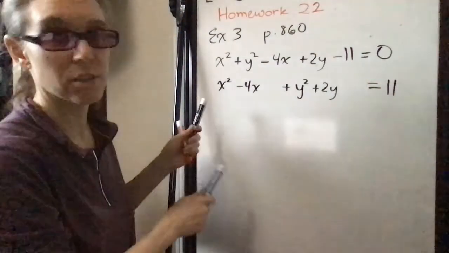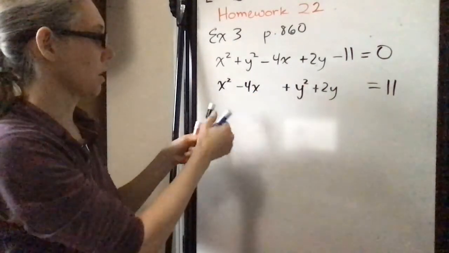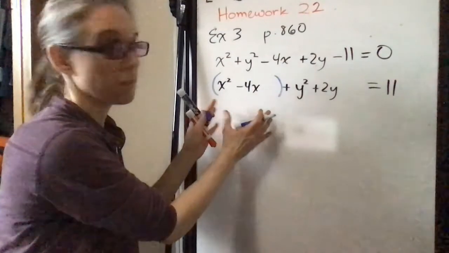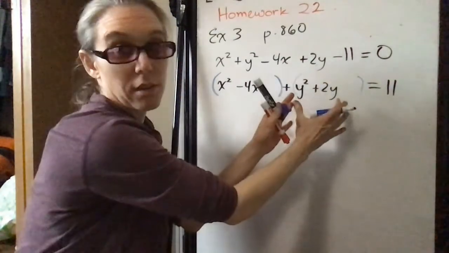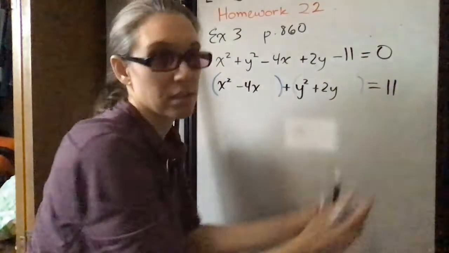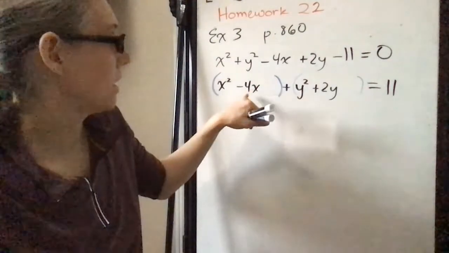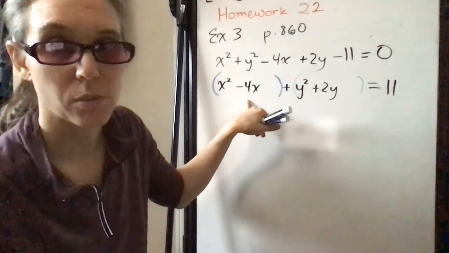Okay, so I've rearranged it so that the x squared is still here. The negative 4x I've moved over here. So what I have here are my x's grouped together, and then I rearranged it so that my y's are grouped together, and then lastly I have the constant on the other side. And this is where you use completing the square. So what number do you need to add to these to make it a perfect square?